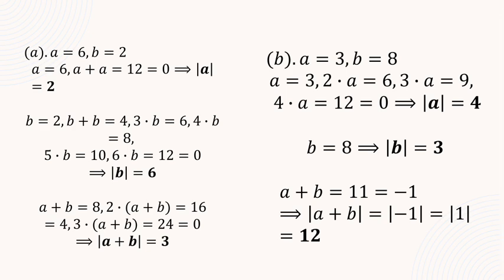A plus B equals 11, equals negative 1. So absolute A plus B is equal to absolute negative 1, equals absolute 1. So the answer is 12.